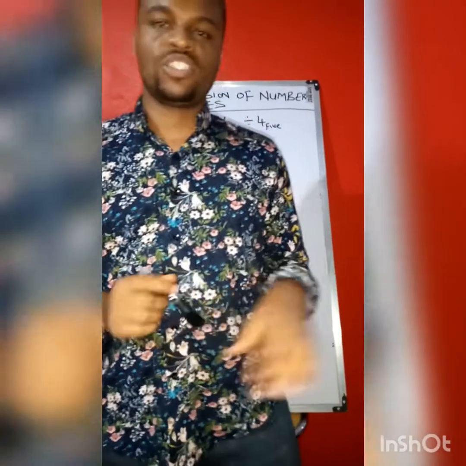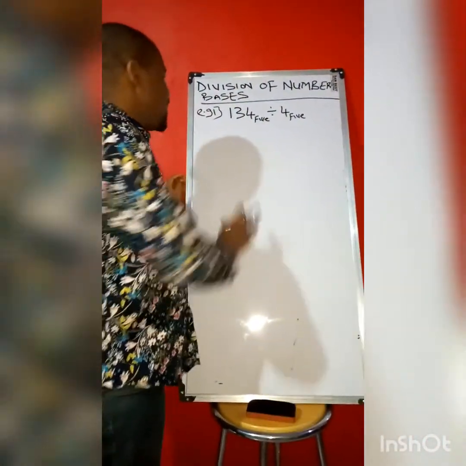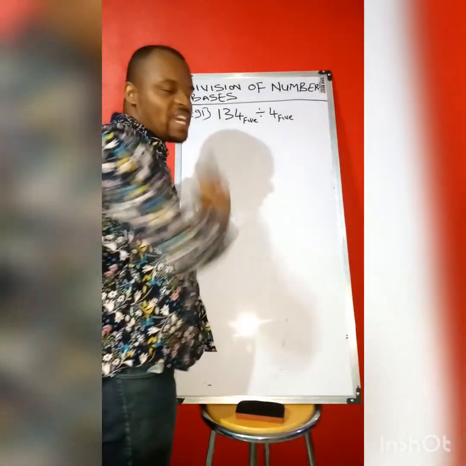Don't forget, in our last class, we looked at the multiplication of number bases. In this class, we shall be looking at the more tricky division of number bases. Just follow me. I'm sure if you follow me, division of number bases will be very, very simple. So let's look at our first example. Example 1. We are given 134 in base 5 divided by 4 in base 5.